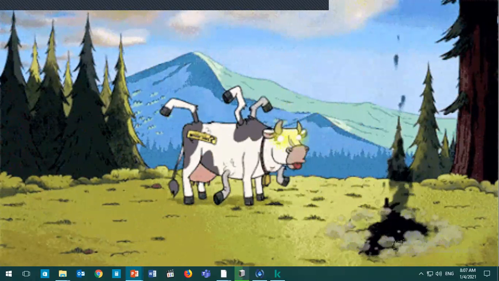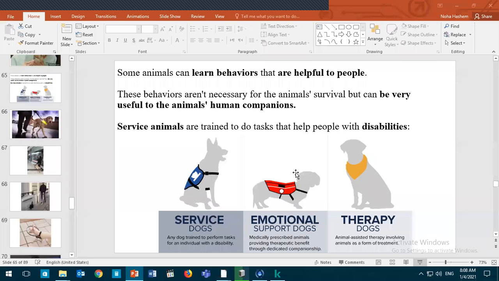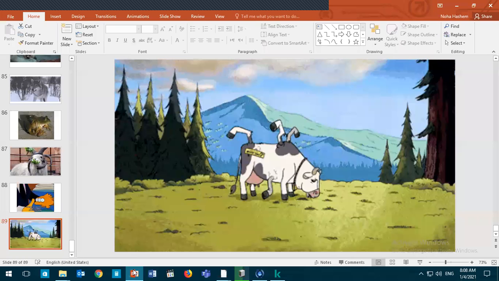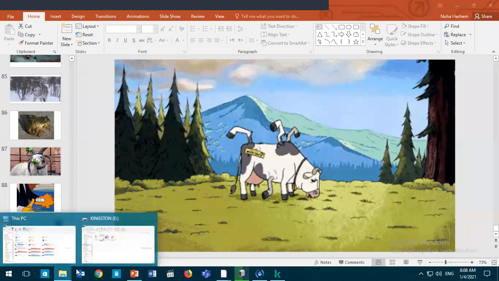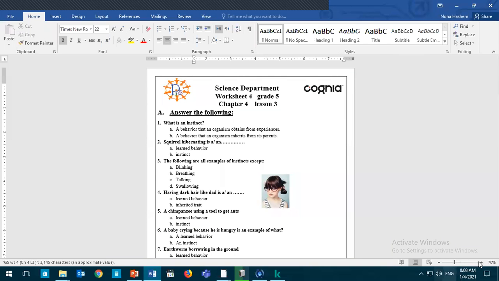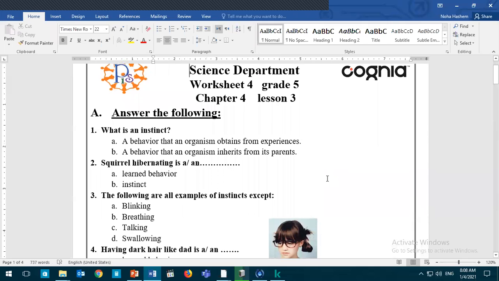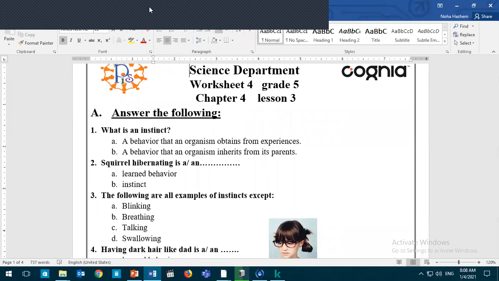Okay. Now, guys, we'll move to the worksheet. Do you have any questions before moving to the worksheet? What makes the cows have shapes like this? We were just saying that something happened to the DNA and the environment. Who's asking this question, please?